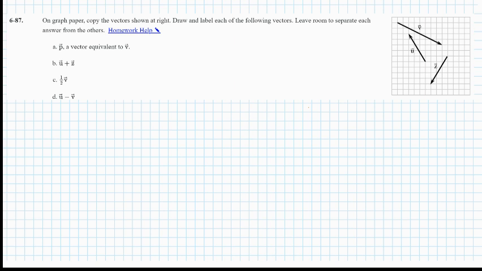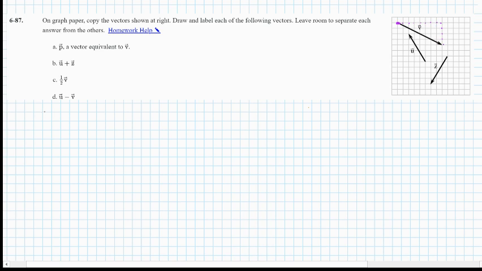Okay, P is a vector equivalent to vector V. So equivalent meaning it's going to have the same direction and magnitude. And so in this case here, what I see for vector V is that it's going over 1, 2, 3, 4, 5, 6, 7, 8 to the right and down 1, 2, 3, and 4.